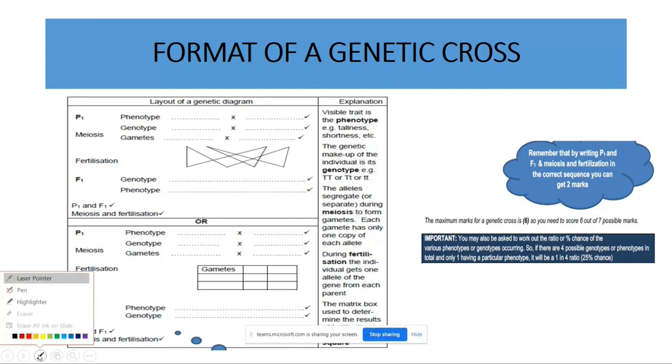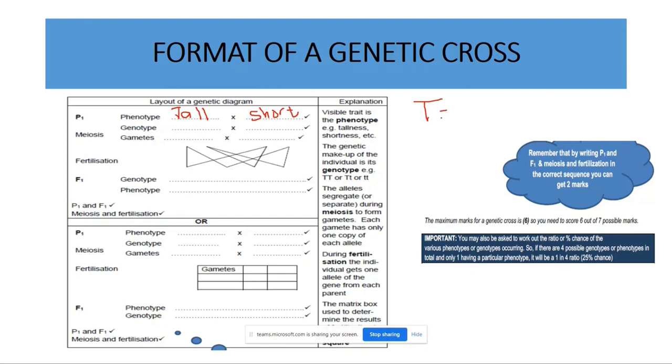Example, I'm just going to try and write. I write very ugly here. Let's say we're going to use tall. I tell you, a tall plant is crossed with a short plant. But the information that I give you, I need to tell you in my question, big T is tall. Small t, and we use the same letter, is short. Already from that information, what do you know? Which characteristic is dominant? Tall.